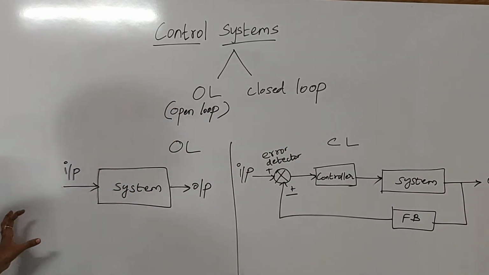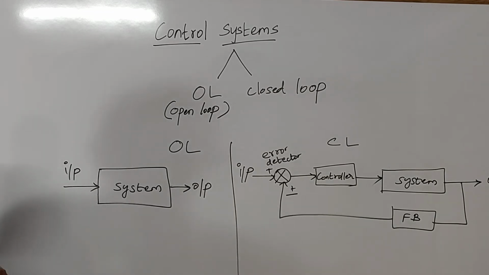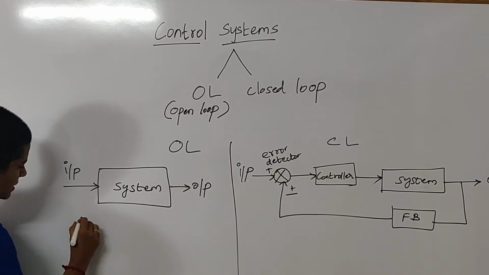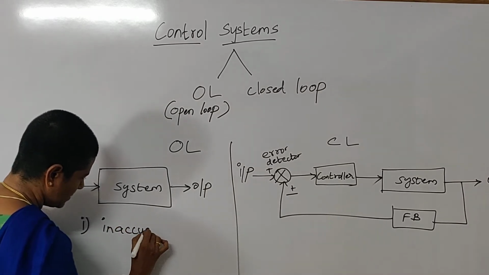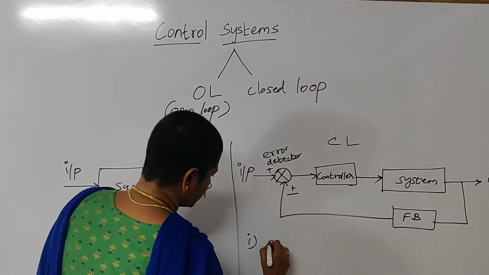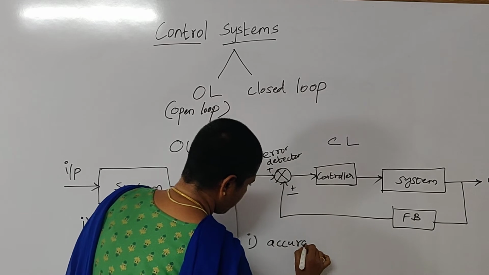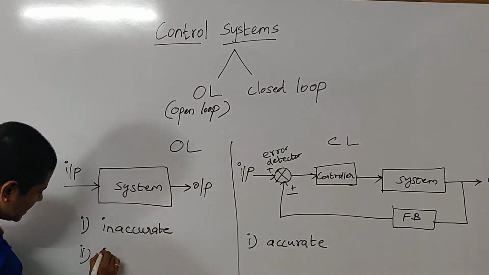So now let us see the difference between an open loop and a closed loop system. Here in this case, the first one is the output of the system is inaccurate, and here in this case the output of the system is accurate. Here the construction is easy.